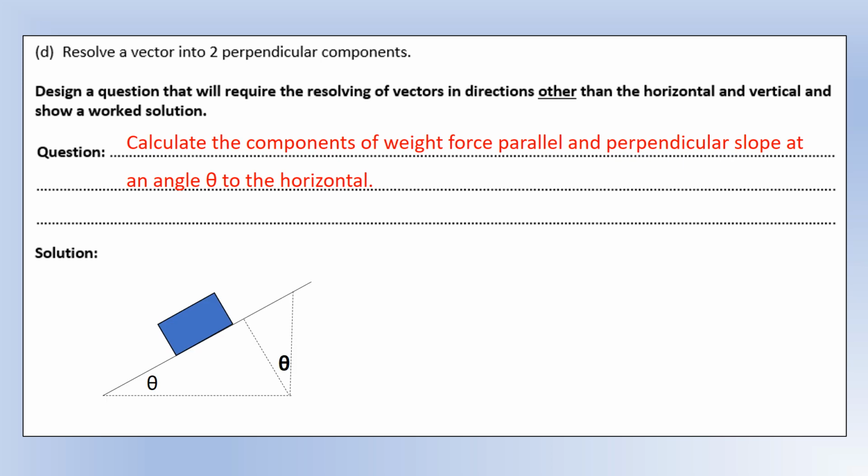I'm going to add in some more lengths to help us understand how the resolving works. So that's what we've got there. So we've got the weight force, which acts vertically, and we want the components parallel and perpendicular to the slope. So we're splitting the vector into two perpendicular components. And then the side perpendicular to slope is the adjacent angle to the theta, so therefore it's cosine. The parallel to the slope is opposite the angle, so it's mg sine theta. So that would be us resolving, but not horizontally or vertically.